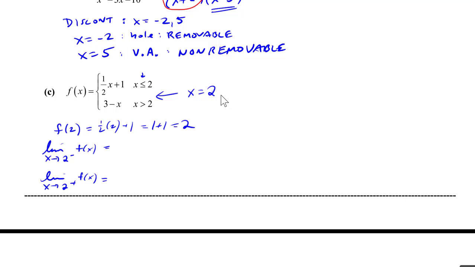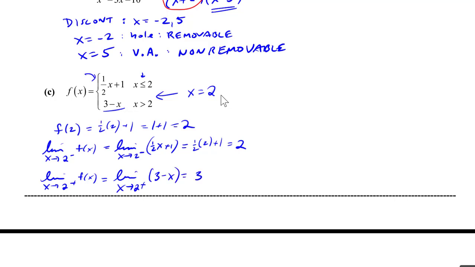Okay, from the left would be less than 2, so we're in this piece up here. So I do the limit as x approaches 2 from the left of 1/2 x plus 1. But I could just plug in 2, and I get, well, what I had above, 1/2 of 2 plus 1, I get 2. From the right, though, I'm down here. So limit as x approaches 2 from the right of 3 minus x. Plug it in, 3 minus 2 is 1. Okay, well, both left and right limits exist, but they are not equal.